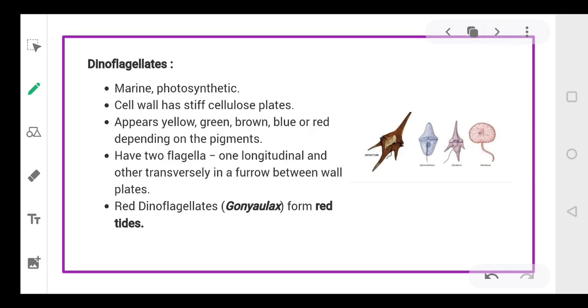The second category to talk about is dinoflagellates. This is the second category. They are again marine and photosynthetic. Marine means they will be present in the salt water, in the oceans. Photosynthetic means they will contain chlorophyll and perform photosynthesis. Their cell wall is very, very stiff, very tough, very hard, because it is made up of cellulose plates.